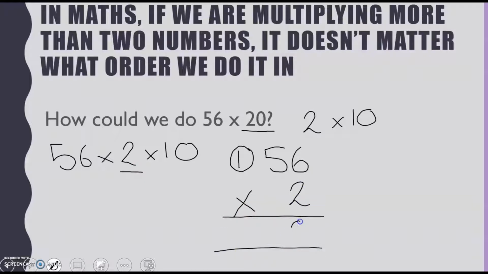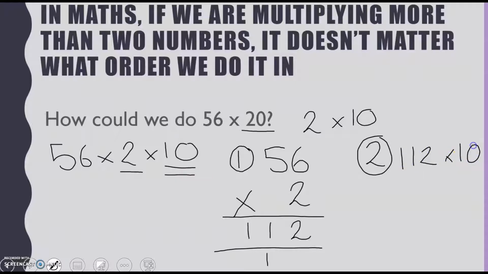2 6s are 12, so I write the 2 units down, carry the 1. 2 5s are 10, plus that 1 we carried gives us 11. So I've got 112 there. Step 2 then, I still have to multiply by this 10, so I take my new answer, my 112, and we times by 10, and then remember we said that was as simple as just popping a 0 at the end of that whole number there.